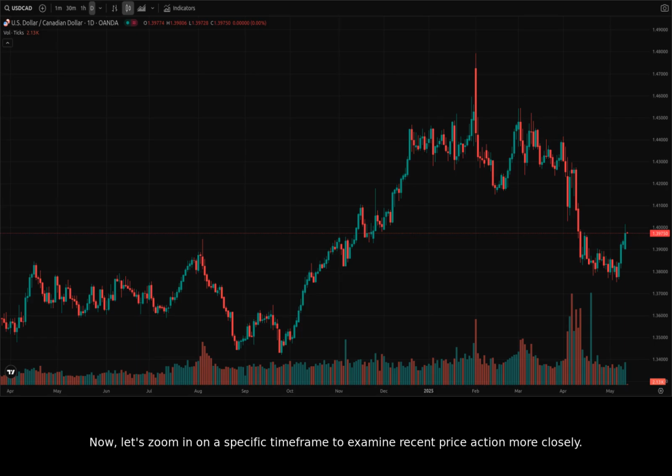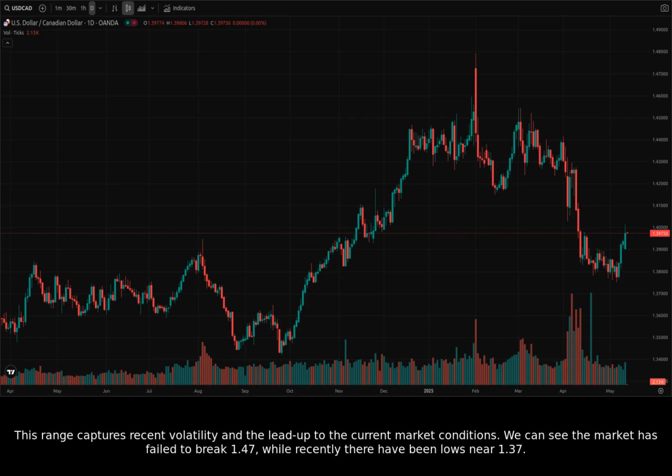Now, let's zoom in on a specific timeframe to examine recent price action more closely. We'll focus on the period from February 2025 to today, May 12, 2025, to identify any emerging patterns. This range captures recent volatility and the lead-up to the current market conditions. We can see the market has failed to break 1.47, while recently there have been lows near 1.37.